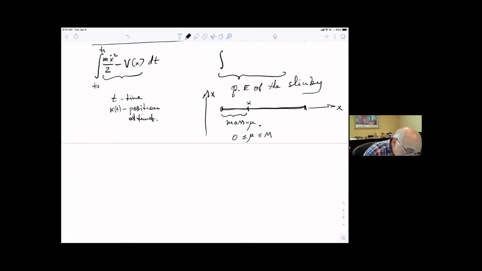X of mu is the location of the particle which bounds mass mu, right? So X of mu. Let's call this position X0 and the final position X1. X of mu, well, it varies between X0 and X1, doesn't matter.